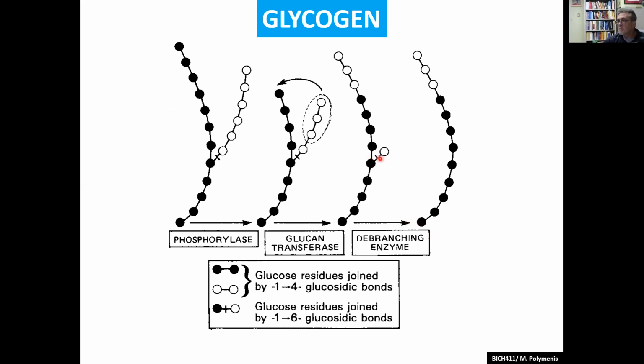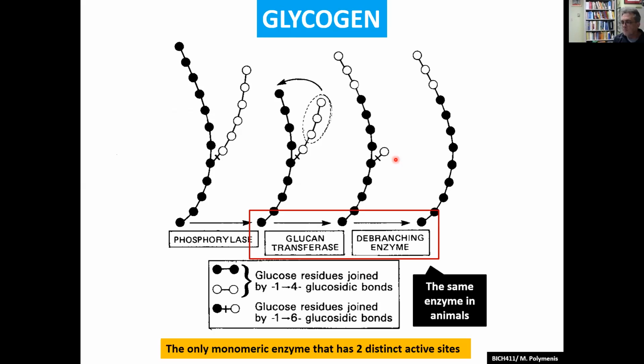So phosphorylase removes residues from the end until it reaches a point where you're really close to a branch, and then a new enzyme, glucan transferase, will come in and move all these 3 residues except the last one off the branch to another chain. So you have a longer chain now. And of course, this can be acted upon by phosphorylase. And then another enzymatic activity, the debranching enzyme, comes in and removes that little 1,6 glycosidic bond from the stump.